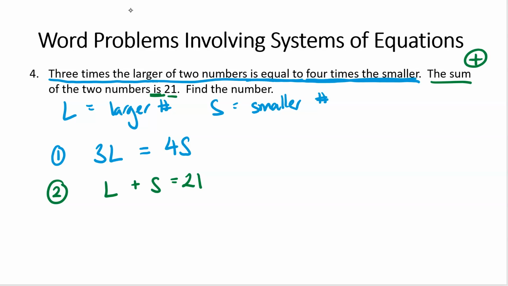For me, my strategy would be to use elimination. I could just say L equals 21 minus S, and then plug that into equation number 1 to solve for S, and go on and on with the substitution technique. But I think elimination is probably appropriate for this linear system. But again, I'll leave that for you to do while we move on to the next example.